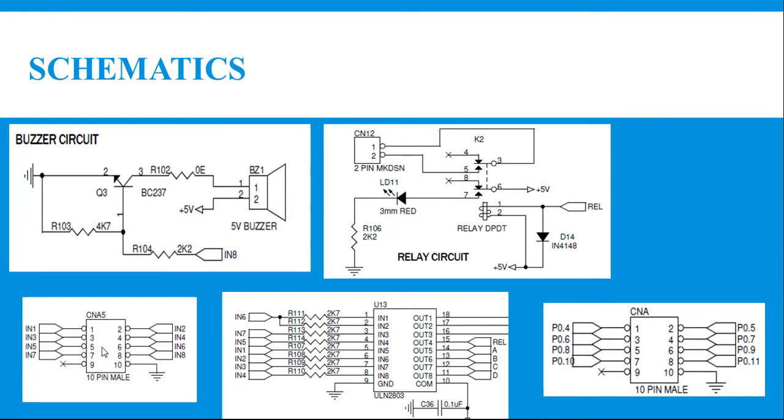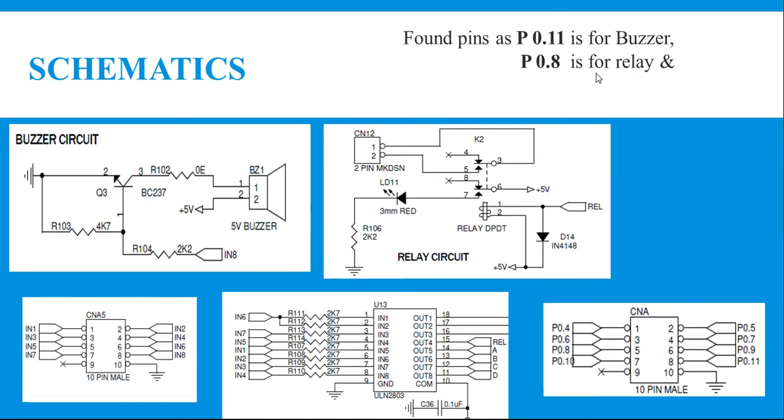Now in connector A5, terminal 5 corresponds to the 5th pin of the connector, and at the microcontroller side, the 5th pin of the connector corresponds to the 8th pin of port 0. That means the port 0, 8th pin is used to control the relay. Okay, P0.8 is to control the relay.